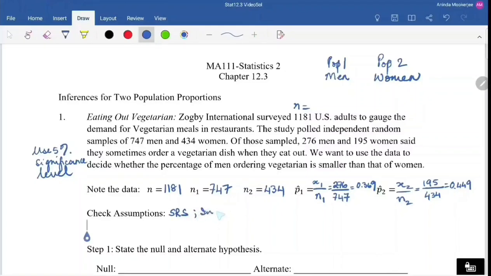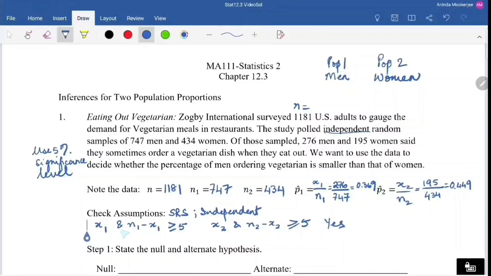And then it has to be independent samples, which here it says independent. And the other one is that x sub 1 and n sub 1 minus x sub 1 should be greater or equal to 5, and likewise x sub 2 and n sub 2 minus x sub 2 should also be greater or equal to 5. Therefore, all the assumptions are met.